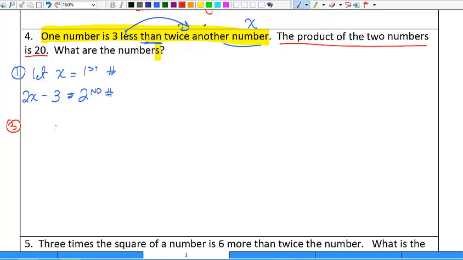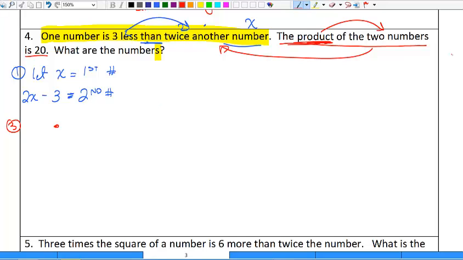The product, okay, stop. As soon as you get to the product, we stop and write a multiply. And then we have to go back to read because I have to figure out what I'm multiplying. Well, the two numbers. What two numbers are we talking about? Well, the two numbers are the numbers that we talked about in the previous sentence. So you have to look at this all as one little paragraph.